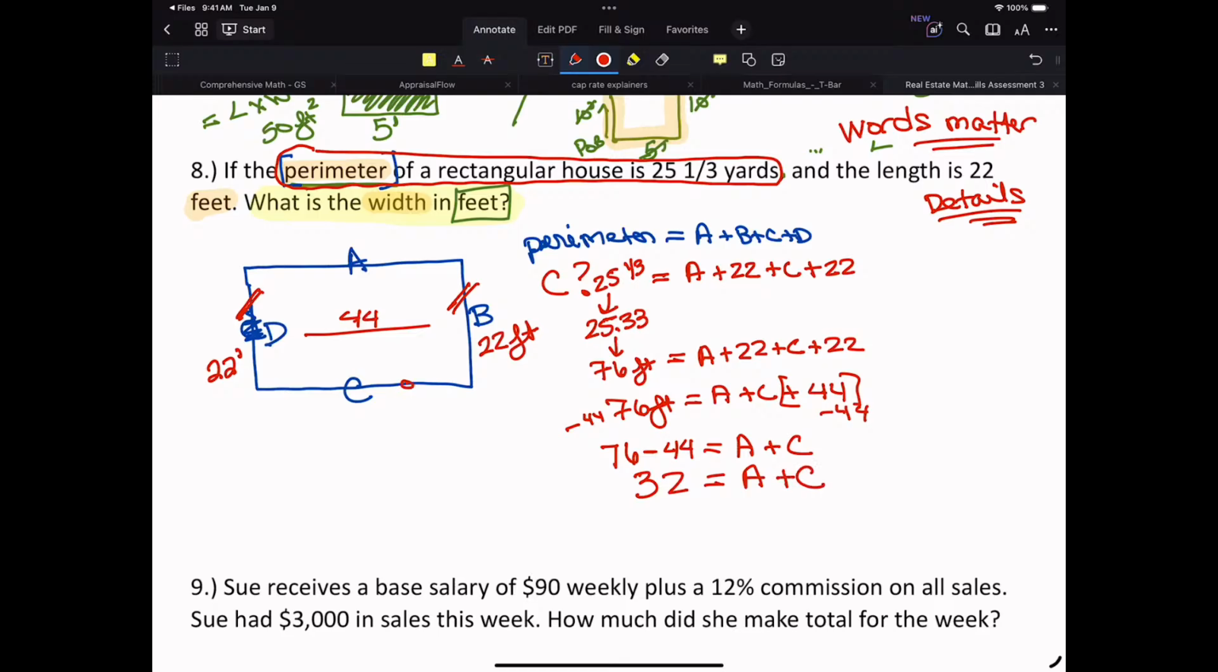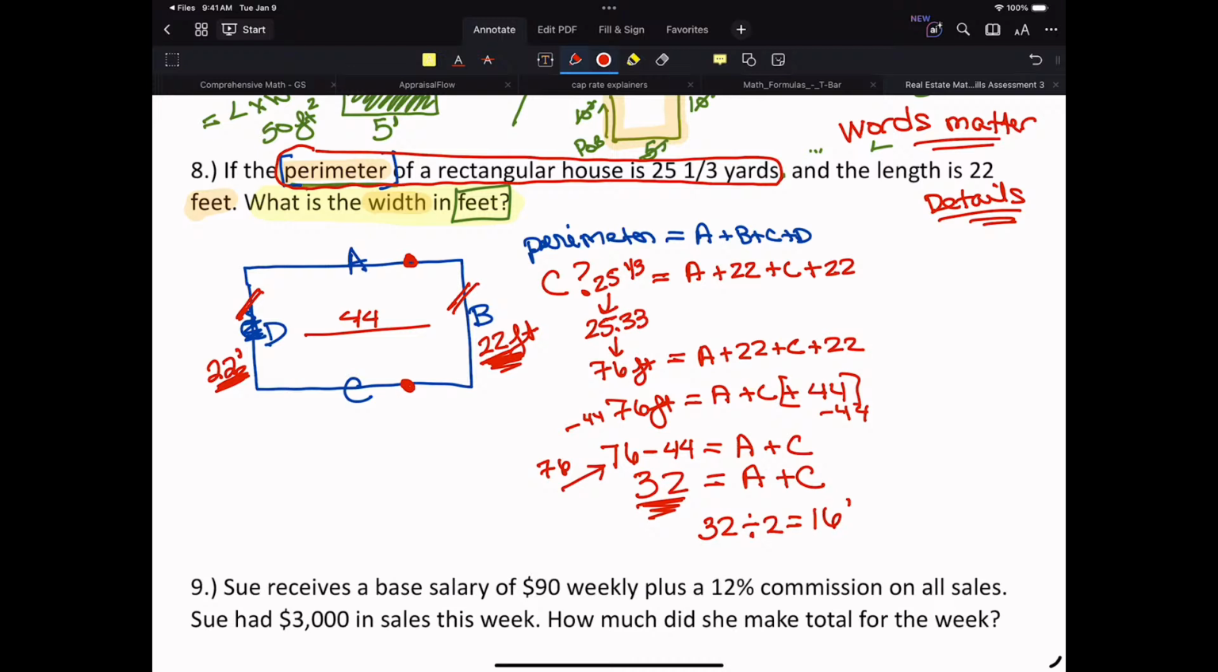Well, remember, whatever this is, this has to be. We know the total feet is 76. If we've accounted for 44 of those feet, that gives us 32 feet left over. And that has to be an equal amount. So I'm going to take 32 and divide it by 2. And that's going to give me 16.